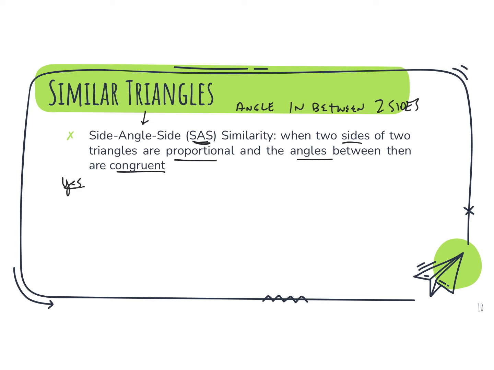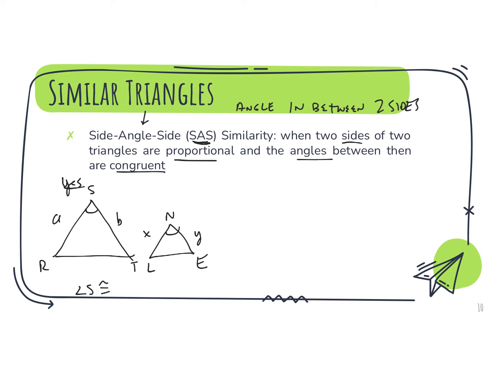So here's an example of, yes, this one works. If I've got two triangles, and I say those two angles are congruent, then that's A, that's B, that's X, that's Y. Then let's call this R, S, T, and this one L, N, E. If I can say angle S is congruent to angle N, and A over X is equal to B over Y, so I need this and this to be true, then I can say triangle RST is similar to triangle LNE.